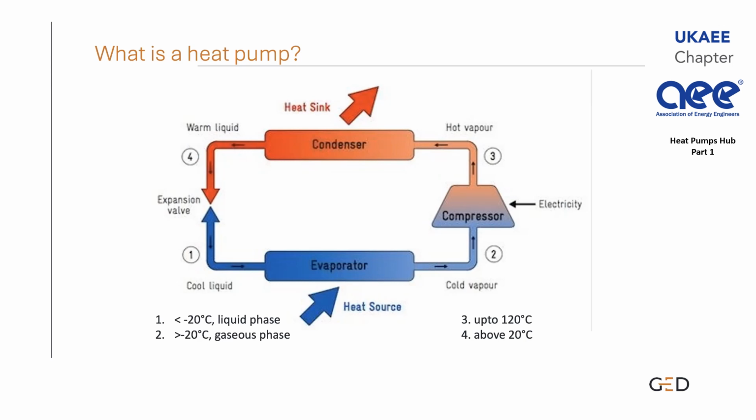Then the circuit continues. We go through an expansion valve, very much like an aerosol, where we go from a compressed liquid back into a very cold gas. Now, the coefficient of performance of a heat pump is the electricity into that compressor generating your heat out.